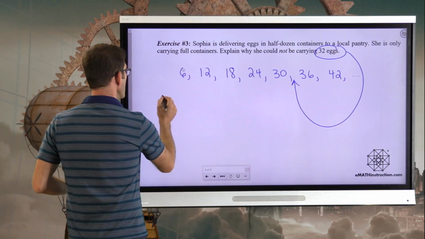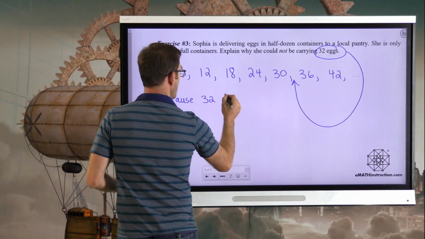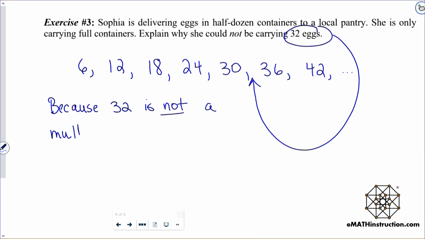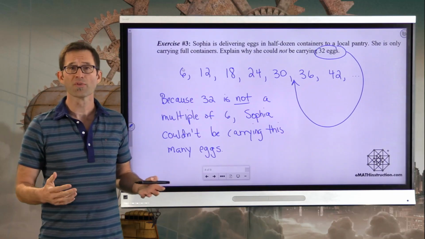So because 32 is not a multiple of 6, Sophia couldn't be carrying this many eggs. Right? A real good example of sort of multiples in the real world.